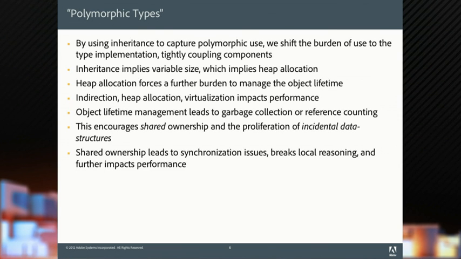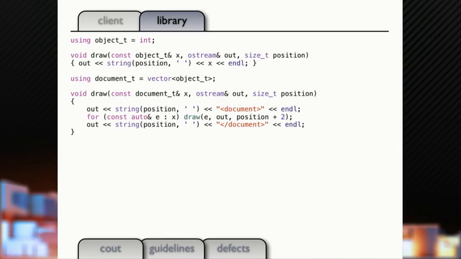So, by using inheritance to capture polymorphism, we shift the burden of use to the type implementation. We tightly couple our system together. Inheritance implies variable size. That implies heap allocation. The heap allocation forces a further burden to manage the object lifetimes. We get indirection. That's inefficient. We have to manage those object lifetimes. It encourages shared ownership, proliferation of these incidental data structures. Shared ownership leads to synchronization issues. It breaks our ability to do local reasoning and further impacts performance. And hence the title of this talk, Inheritance is the Base Class of Evil.